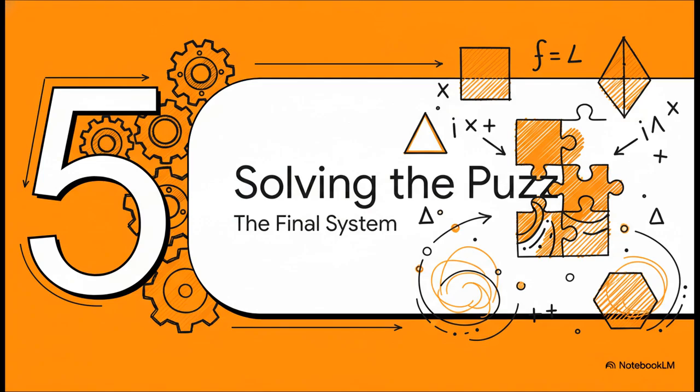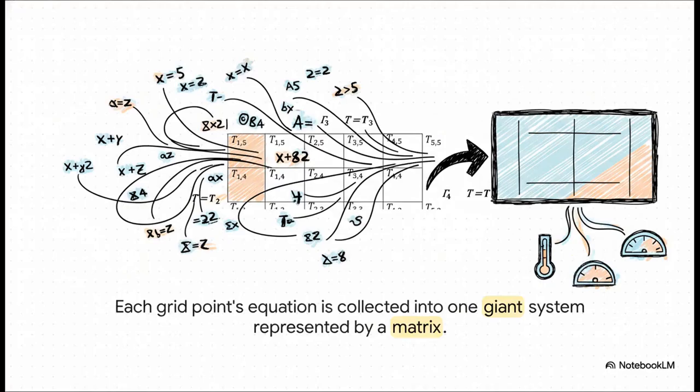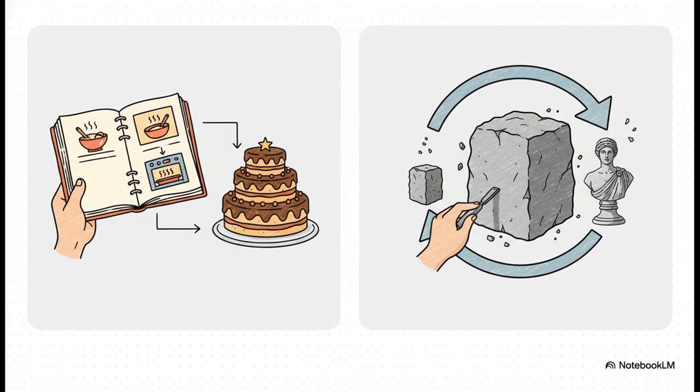Well, now it's time to actually solve the massive puzzle we just put together. So all those simple algebraic equations we made, one for every single point on our grid, they all get bundled together into one enormous matrix equation. This one matrix basically represents the entire state of our physical system at a single moment in time. You solve this matrix and bam, you get the temperature or the pressure or the velocity at every single point on your grid.